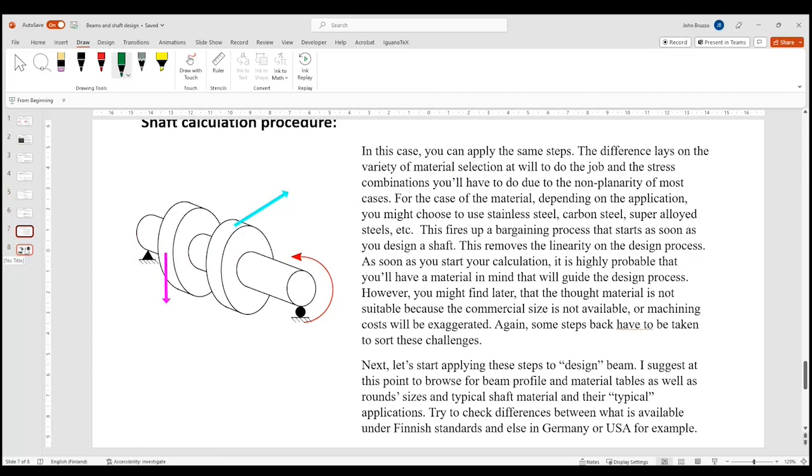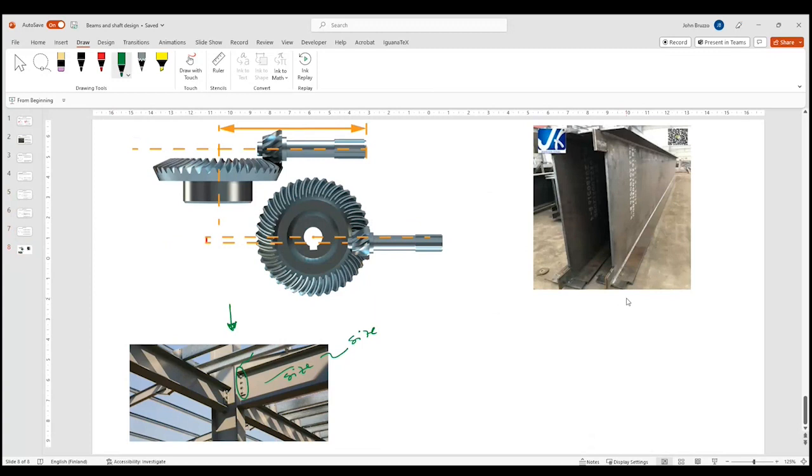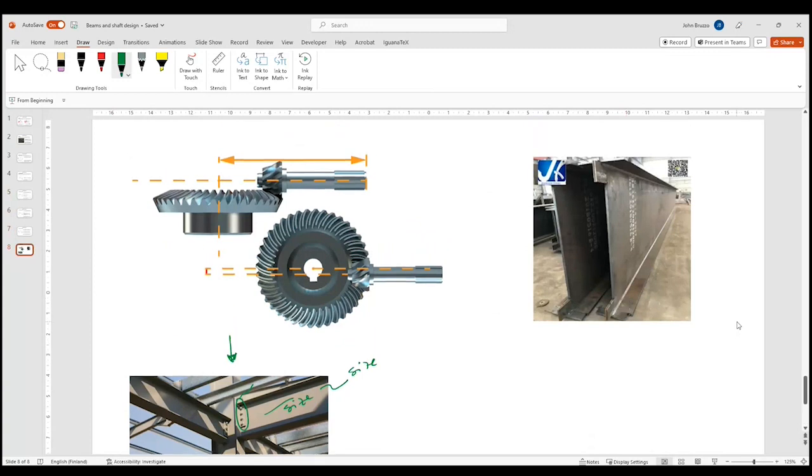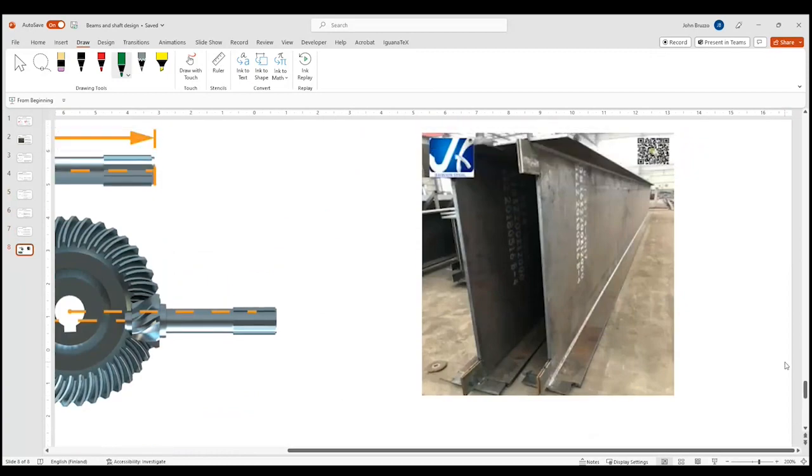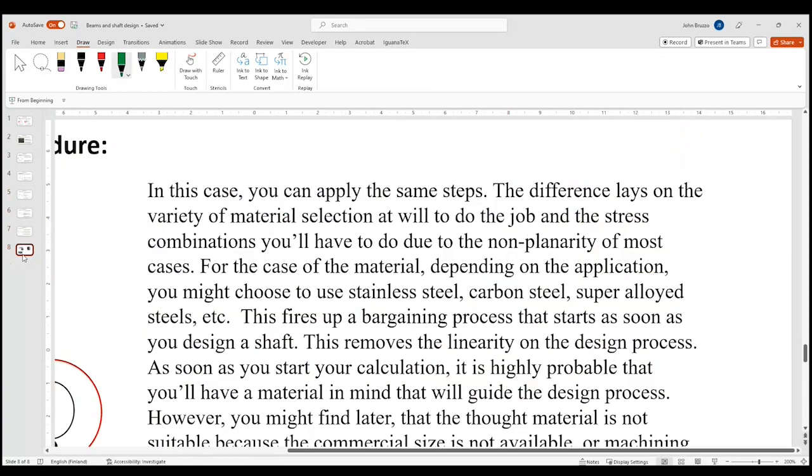Also, I mentioned that designing beams is like going shopping and finding the right beam according to your design, a commercial beam that adapts to your design. But it's not rare that you would have to really design a beam like you see in this picture here. It has basically the same shape as commercial ones, but the sizes are different.